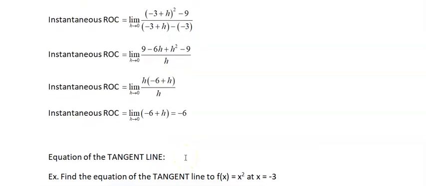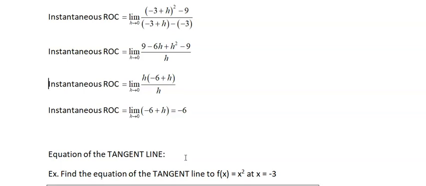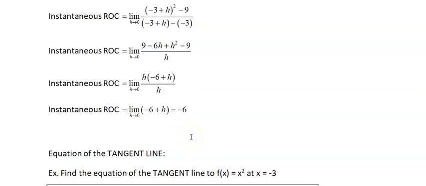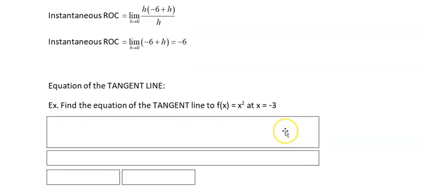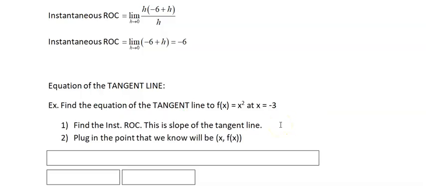And that brings me to the next point, which is that I can ask you to find the equation, not just the slope. If you're asked to find the equation of a tangent line, the wording of a question will look like, find the equation of a tangent line to a certain function at a certain x value. In general, the steps that you would go through would be, first, to find the instantaneous rate of change. That's going to be the slope. And 2, you'll plug in the known point, x and y, and we can find the equation of that line.